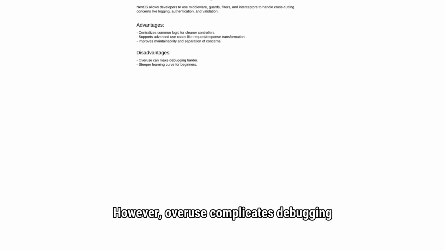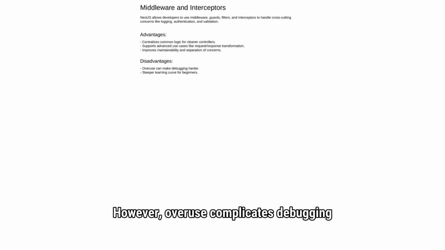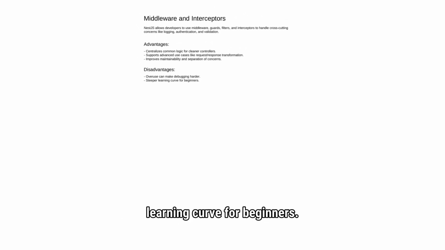Nest.js middleware and interceptors centralize common logic, enhancing controller cleanliness and supporting advanced use cases like request and response transformation. They improve maintainability and separation of concerns. However, overuse complicates debugging and presents a steeper learning curve for beginners.